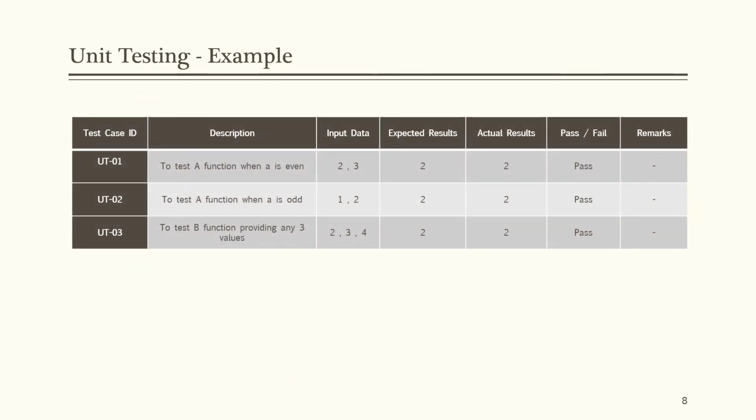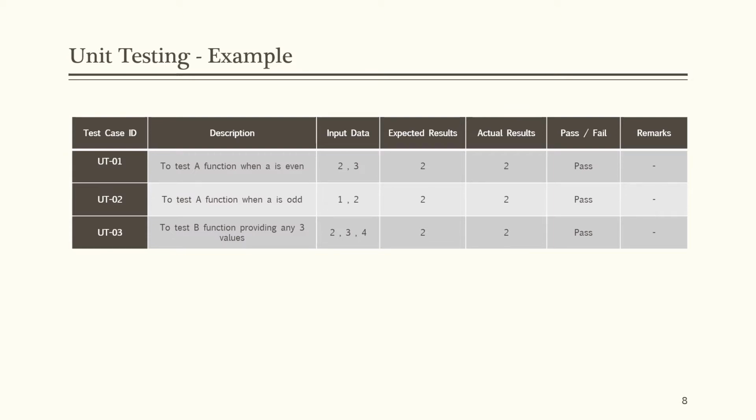Here you can see three unit test cases. Each test case has test case ID, description, input data, expected results, actual results, and its status, that is either pass or fail. In unit test case 1, values 2 and 3 are passed to function A. If condition block of function A will be executed and value 2 will be returned because the value of variable A is even.